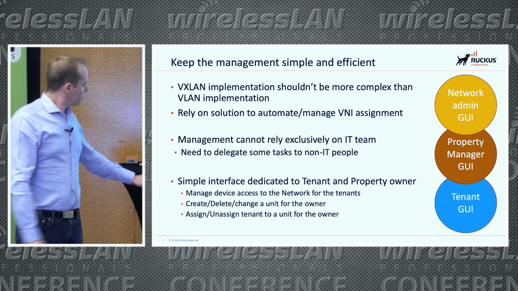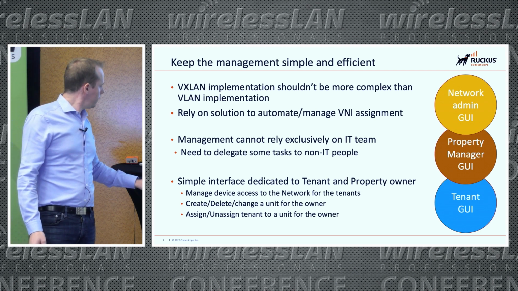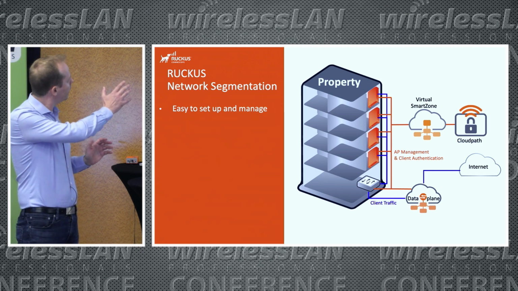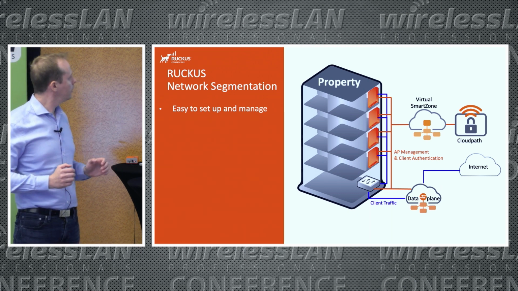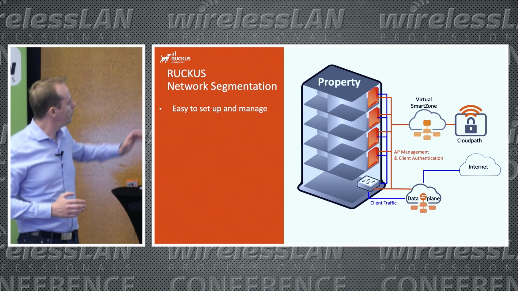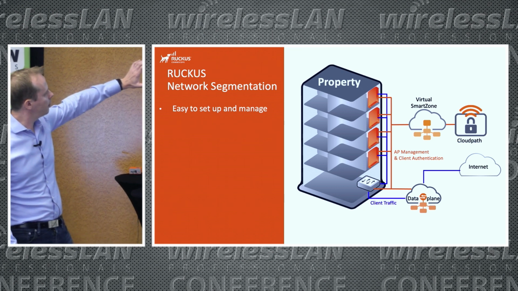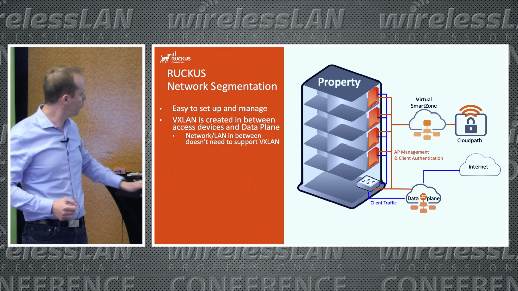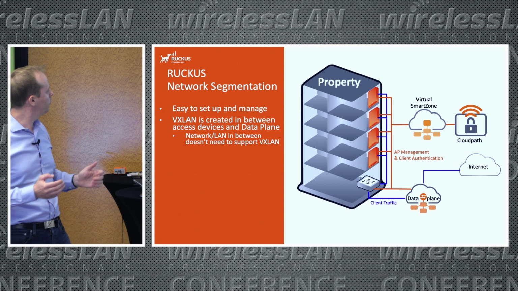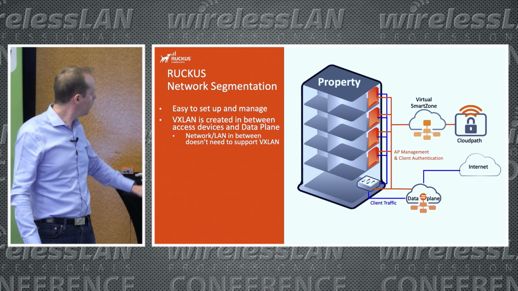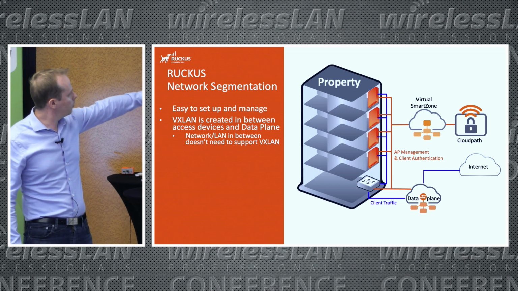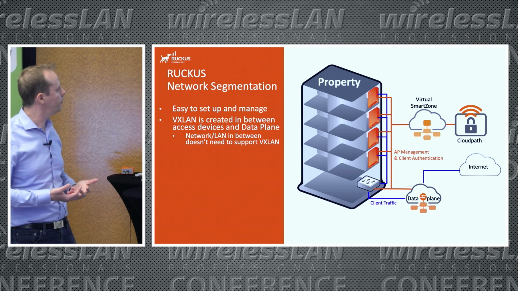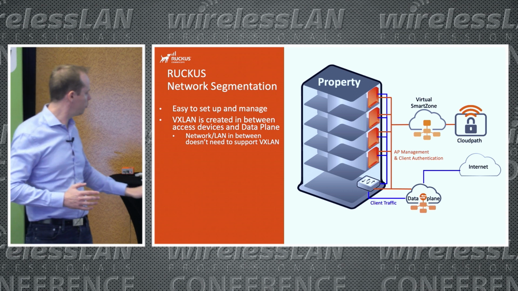So just to finish with a concrete example, this kind of solution exists with different vendors, and on our side, we name it Ruckus Network Segmentation. It's something very easy to set up, and basically, you have the VXLAN set up between the access point and the data plane. That data plane is also going to be able to provide the DHCP for your system. You can deploy it on top of an existing system since we don't need the existing system to support VXLAN, as I just said.